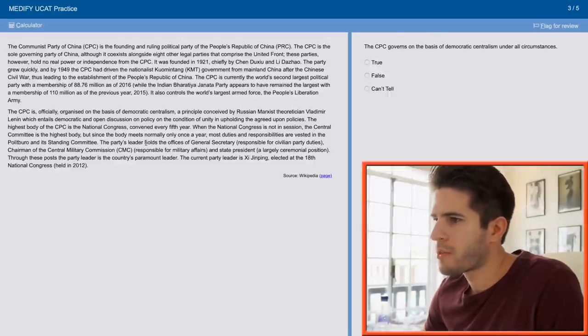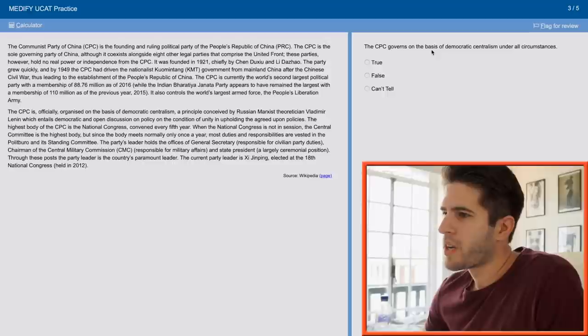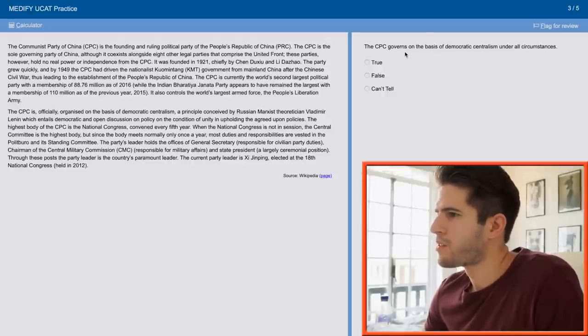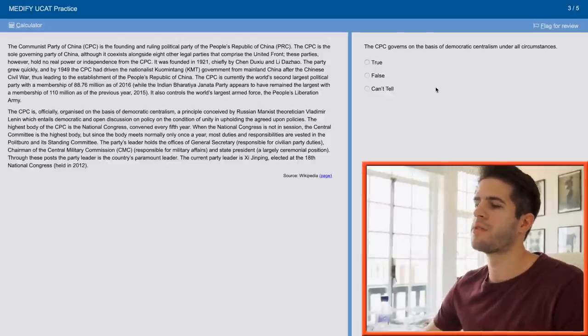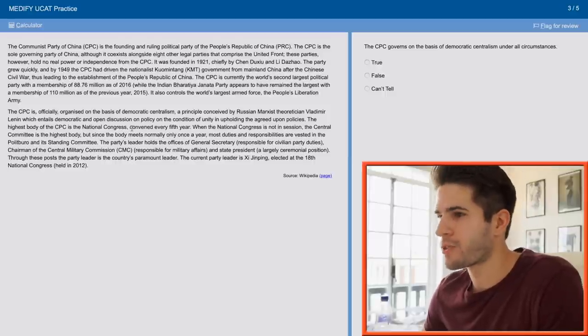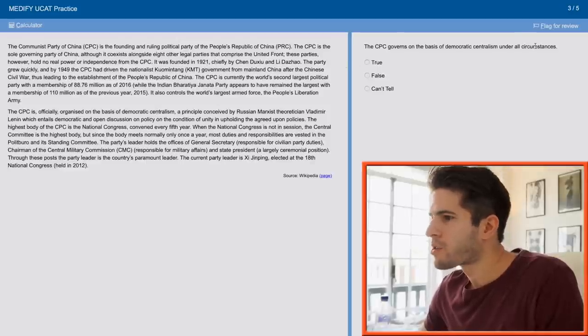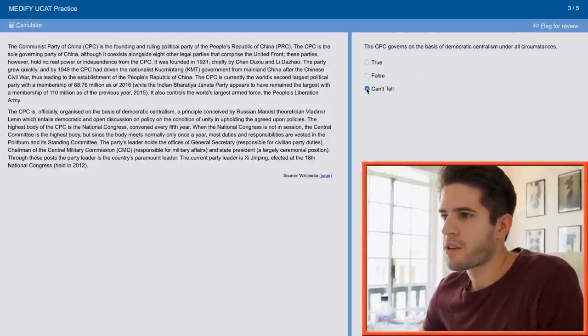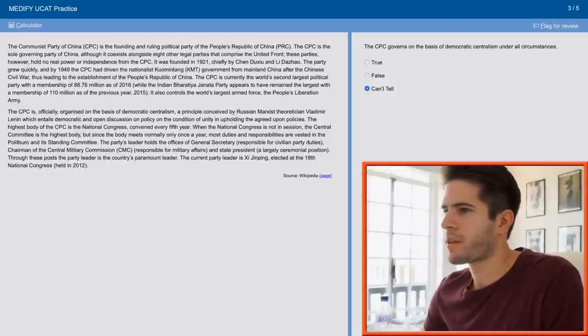So all it says about this is that it entails democratic and open discussion. So we can't tell if it's democratic centralism under all circumstances. It's organized on the basis of democratic centralism, but we don't know if it's acting within democratic centralism at all times. It just says that it's organized on the basis of it. So does it do it in all circumstances? I'm going to say can't tell. I don't think we can say false either, because we don't have any evidence to say that it doesn't act in that circumstance. Yes, I'm going to go with can't tell.